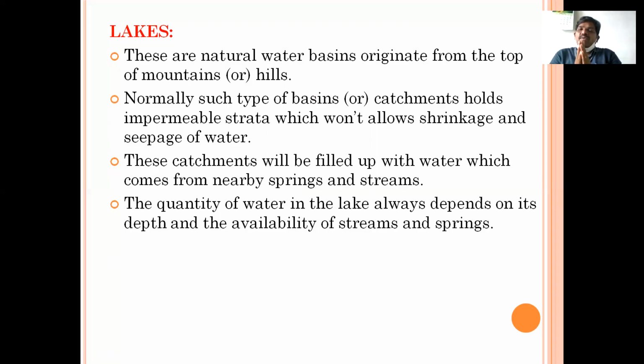One more time. The lake originates from the top of mountains or hills, and whose bottom is made up of impermeable membrane, which won't allow the seepage of water. The possible source of water to these lakes is springs and streams. The quantity of water in the lakes depends on the availability of water from the streams and springs. This is what about the lake.